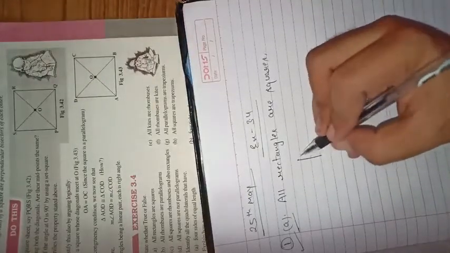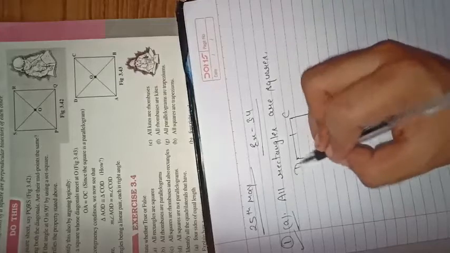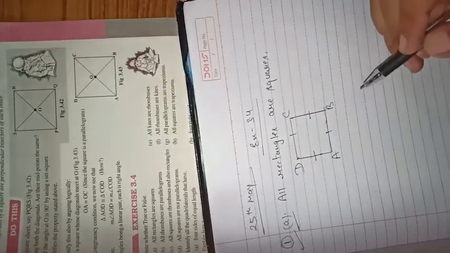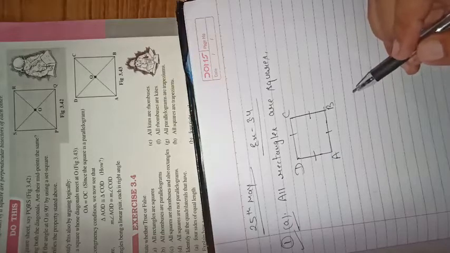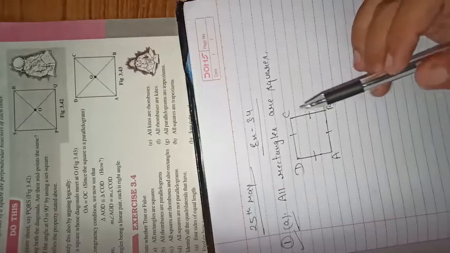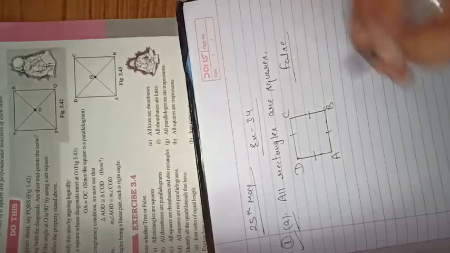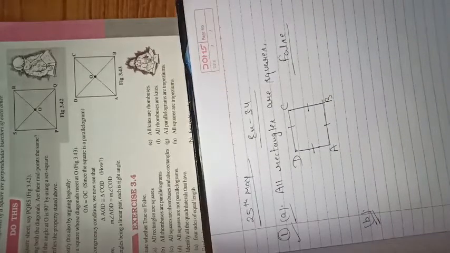Suppose I have drawn a square. The very first property which comes to my mind is that all sides are equal. But in a rectangle, only the opposite sides are equal, not all the sides. So the rectangle is not exhibiting all the properties of a square, so a rectangle cannot be a square. This statement is false. Now B part, all rhombus are parallelogram.